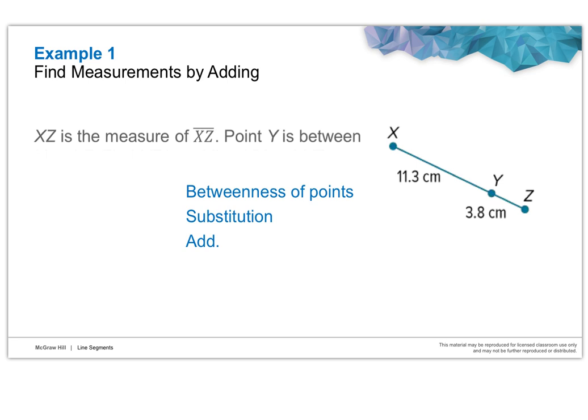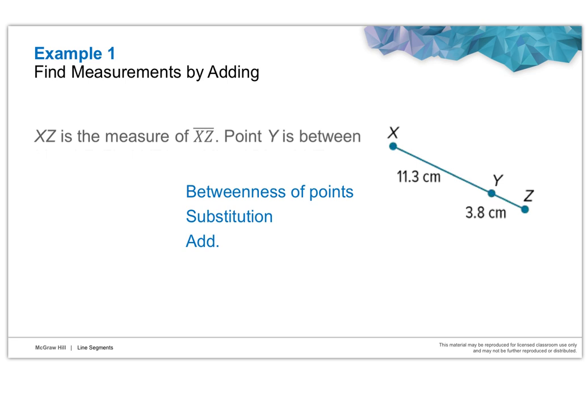So here we are in example 1, and we're asked to find the measurements by adding. It says XZ is the measure of segment XZ. Point Y is between X and Z, and we're asked to find XZ by adding XY and YZ. I realize not all those words are on the slide, but they are in your book here on page 19. So we have a few prompts for ourselves, betweenness of points.